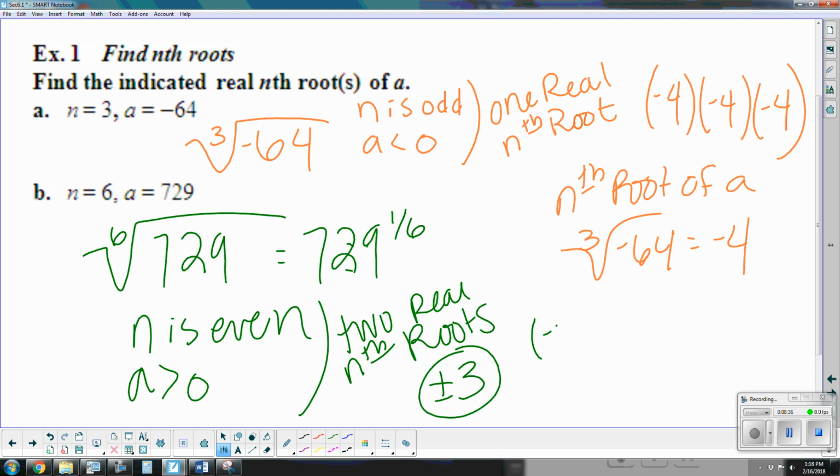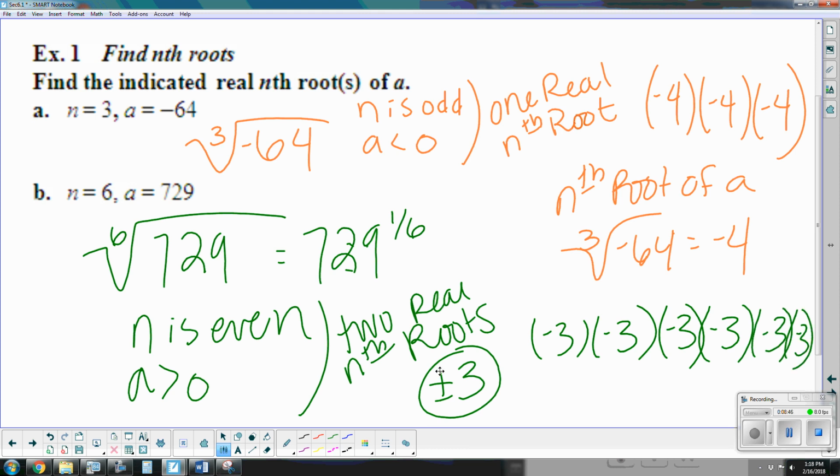Okay, so you could have negative 3 to the 6th power, that will give you 729, or you could have positive 3. So either one of those are going to give you 729. So if you have 2 solutions, make sure you include both solutions.